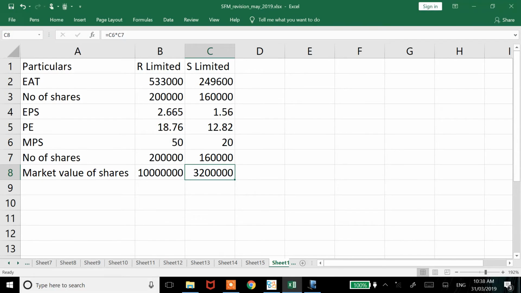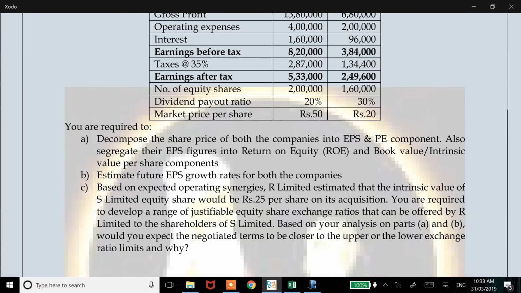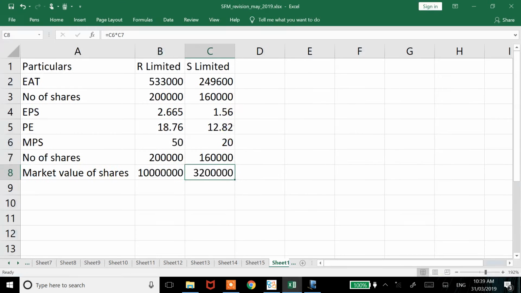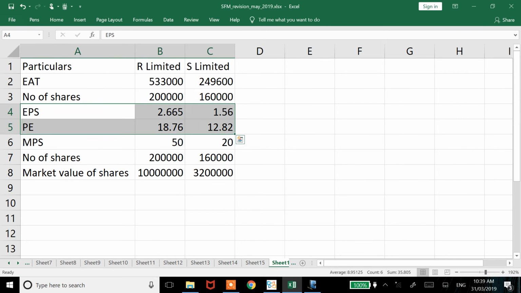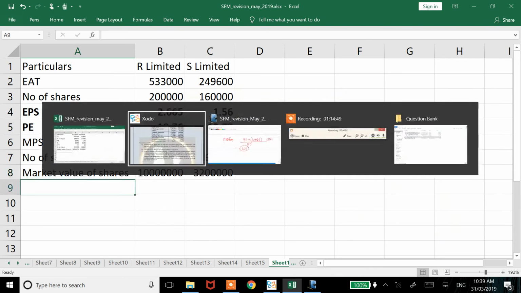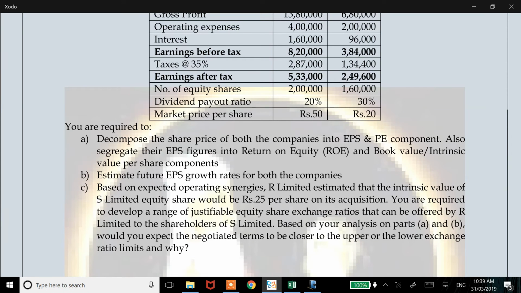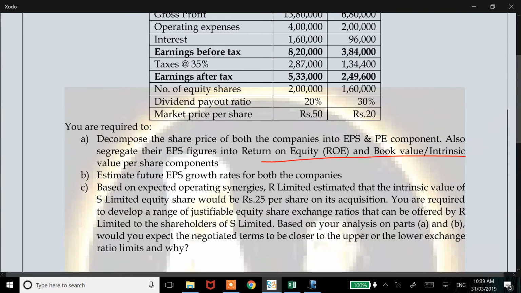This would have been your base data that answers one part of question A, which is EPS and P component. Decompose the share price of both the companies into EPS and P component. We have done that. That will answer one part of the question. Now, also segregate the EPS into ROE and book value.